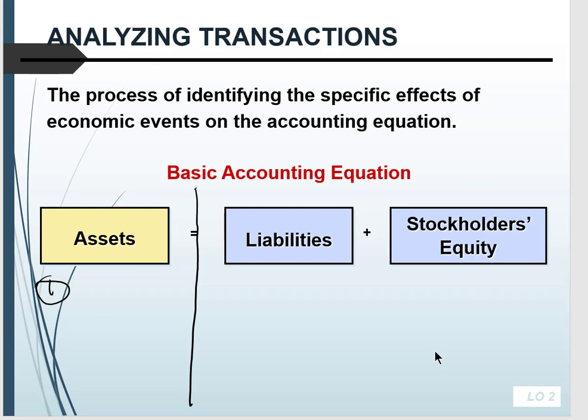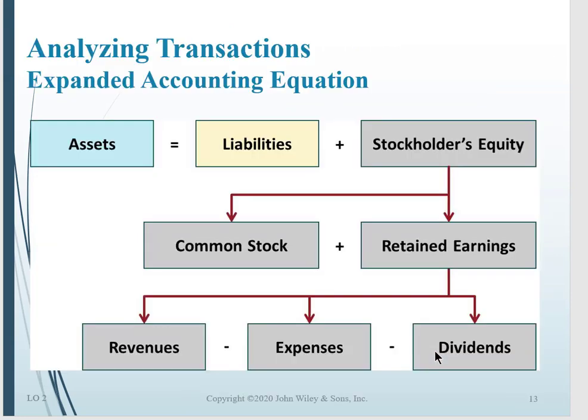But you just have to keep in mind that the dual effect implies there's a balancing of the information, right? One side is always going to be equal to the other. So assets equals the combination of the other two sides.